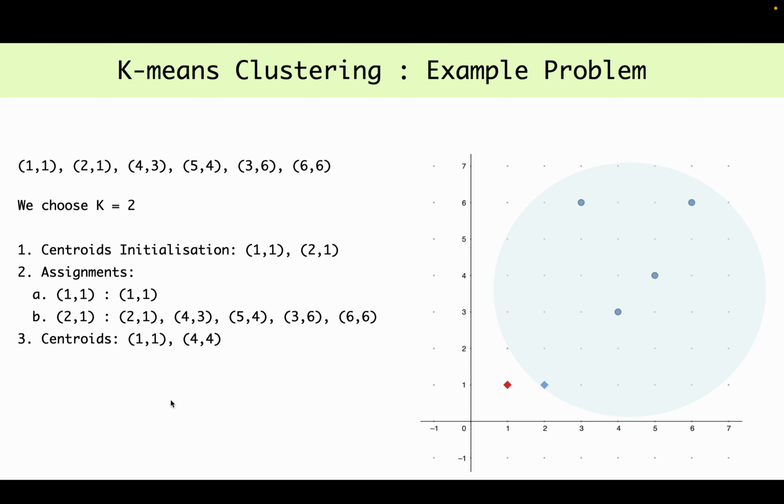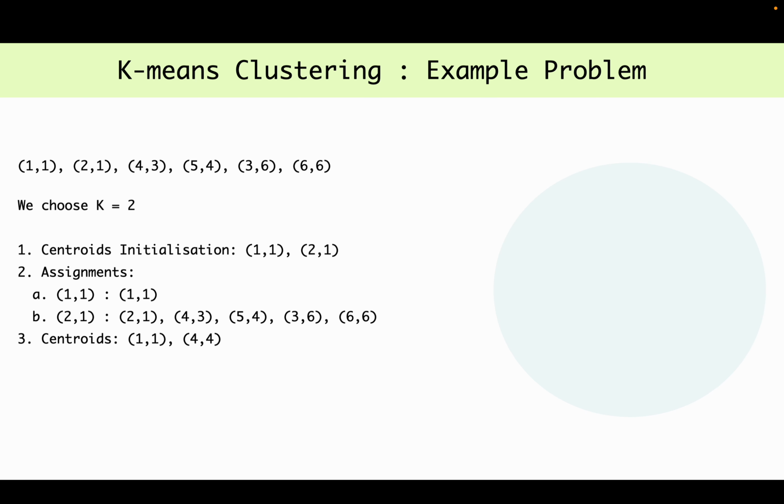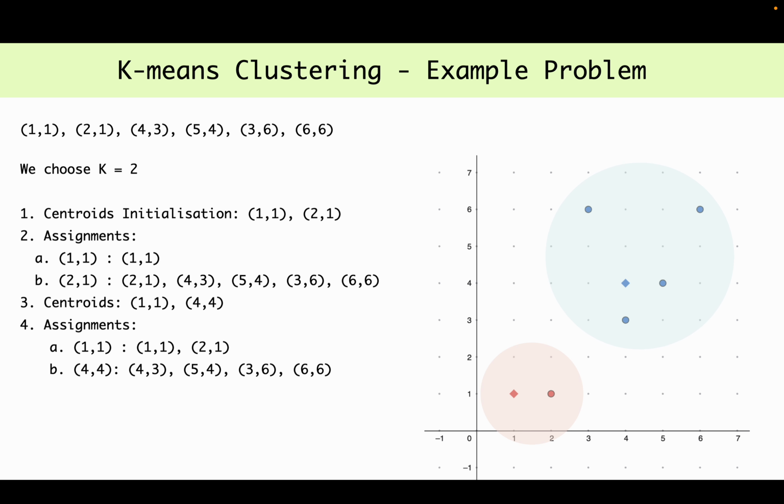So we have recomputed the centroids now. We started with (1, 1) and (2, 1) as centroids from random initialization, and now we got the new centroids (1, 1) and (4, 4). Once we obtain the new centroids, we do the assignment step once again. As you can see here, this is the new centroid (4, 4). Now when we do the assignment step once again, it would look something like this. Each of these 2 points now belongs to (1, 1) and the other points belong to (4, 4).